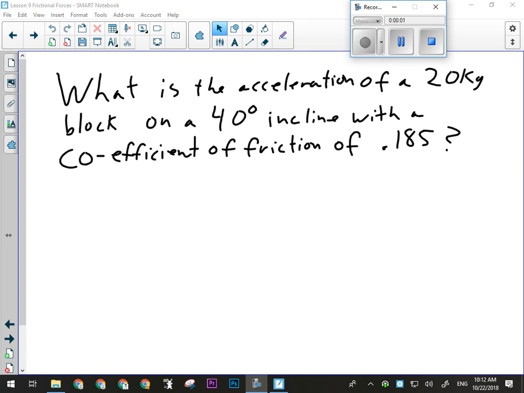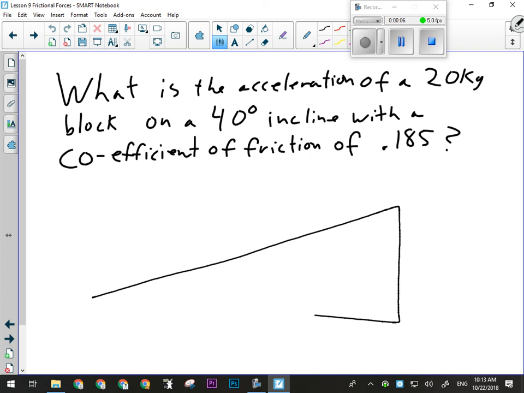Okay, let's have a look at this one. So what we went over on Friday was the relationship between normal force and the force of friction. We said the force of friction is mu times the normal force, mu being the coefficient of friction, normal force being the reactive force between something and a surface.